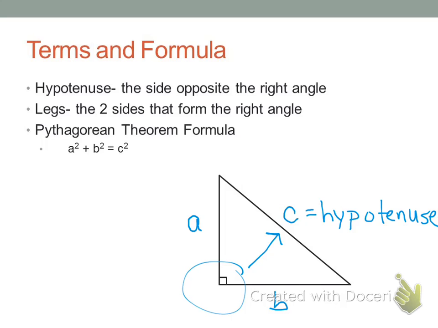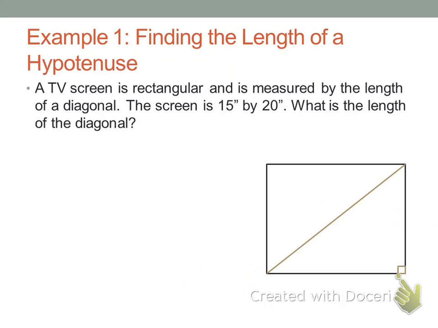All right, so example 1. Please stop tapping your pencils. All right, in example 1, we're finding the length of the hypotenuse. It gives us the problem. It says a TV screen is rectangular and is measured by the length of a diagonal. The screen is 15 inches by 20 inches. Now remember, this is A, this is B, and this is C. It says the screen is 15 by 20, so I know that that's length times width. And then it says, what is the length of the diagonal?